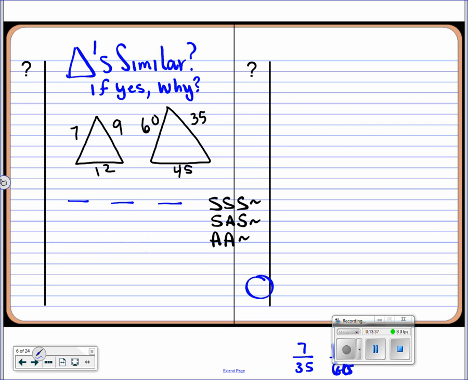All right, go ahead and put me on pause and see if you can match them up correctly and set those up. Come back and check your work in just a moment. Put me on pause.